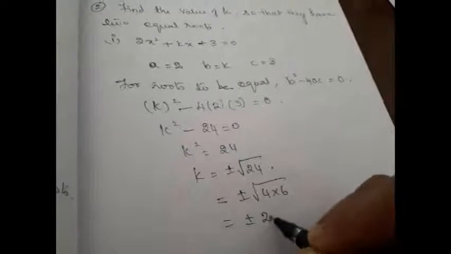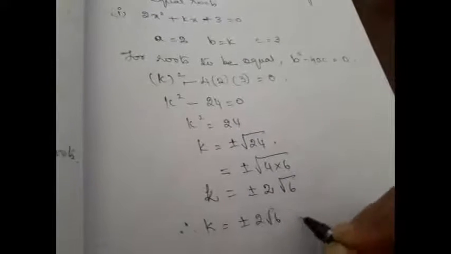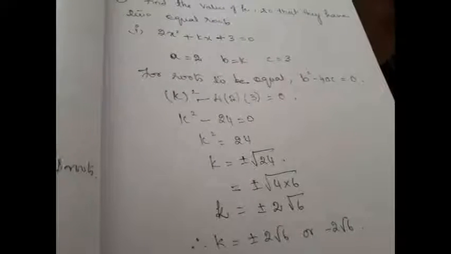So if I take it out, it will become 2. So 2 root 6. So the value of k can be either plus 2 root 6 or minus 2 root 6. Therefore k equal to plus 2 root 6 or minus 2 root 6. Right? Hope you understood this. Very easy problem. Let us see how we can solve the next question.